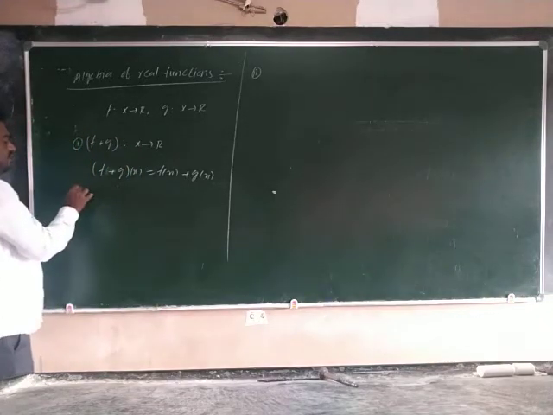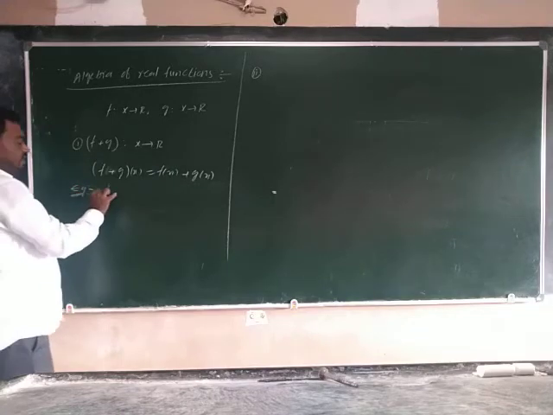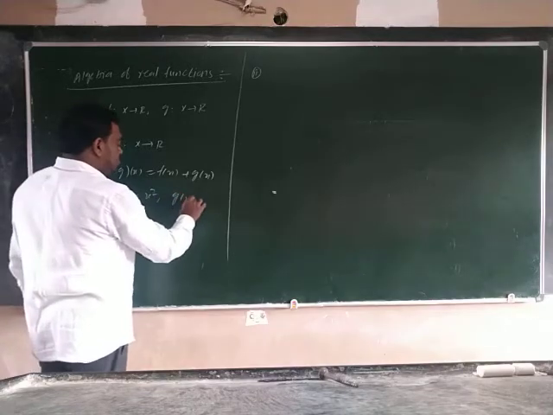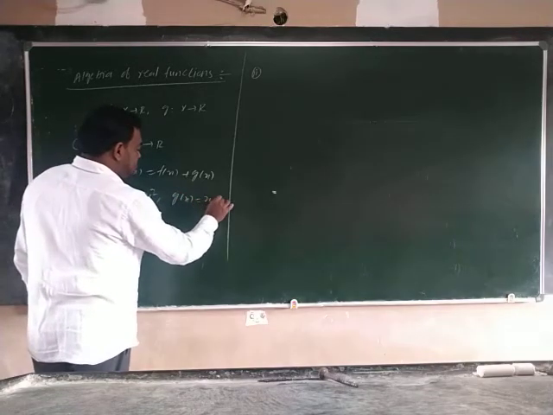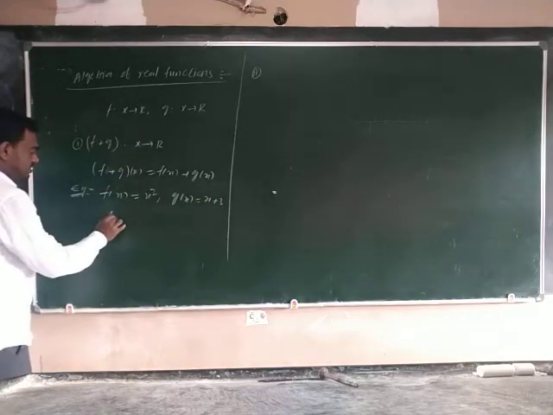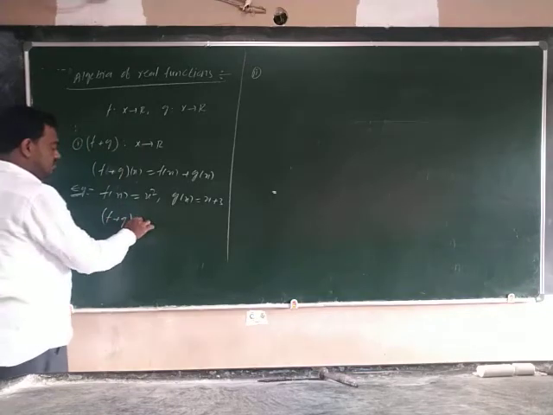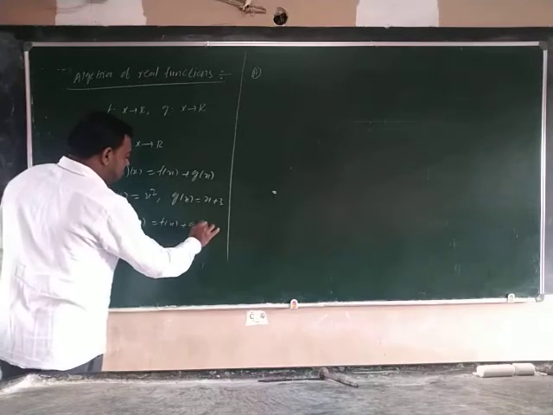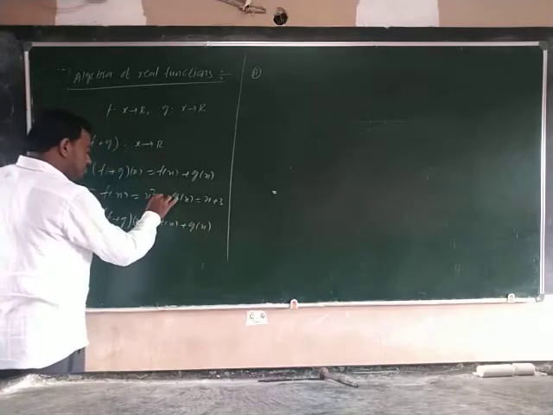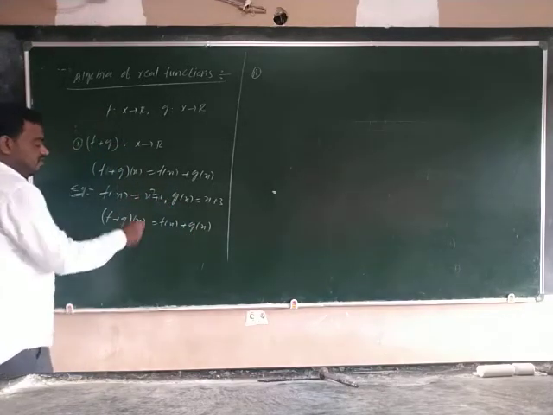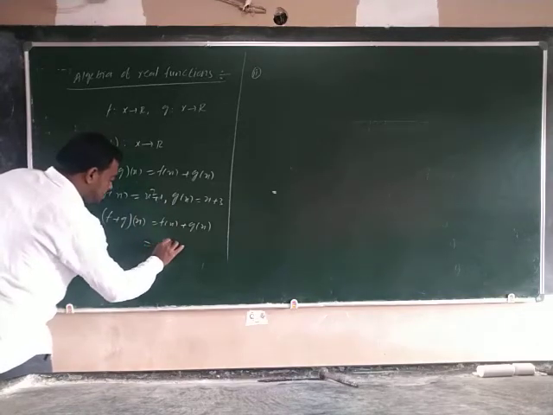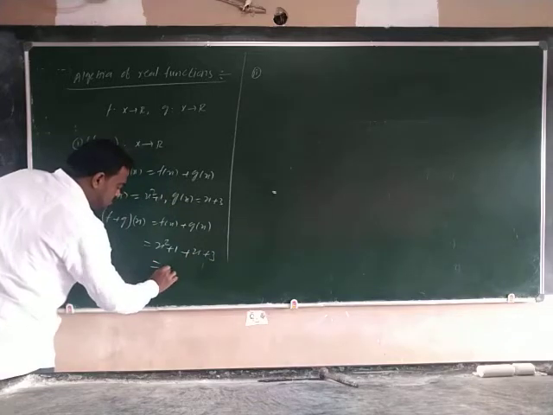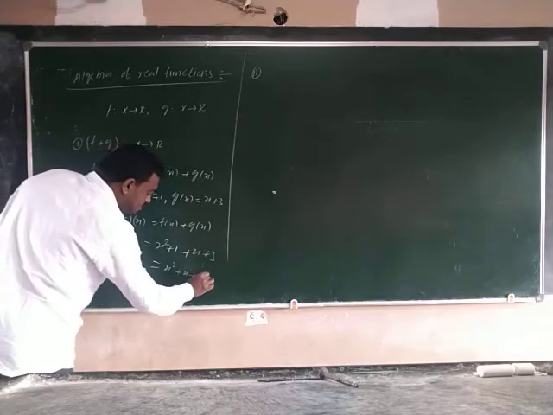You see one simple example. For example, f(x) is equal to x square plus 1, and g(x) is equal to x plus 3. Then (f plus g)(x) is equal to f(x) plus g(x). That is x square plus 1 plus x plus 3. This is equal to x square plus x plus 4, the answer.